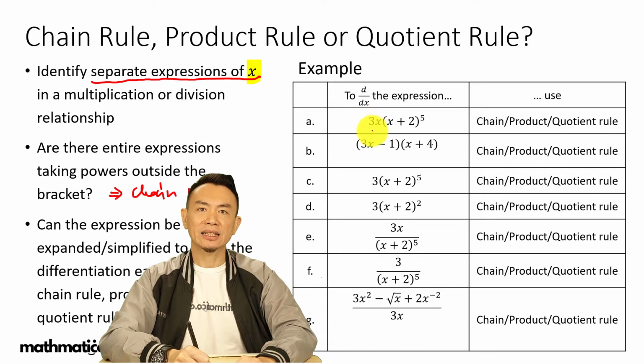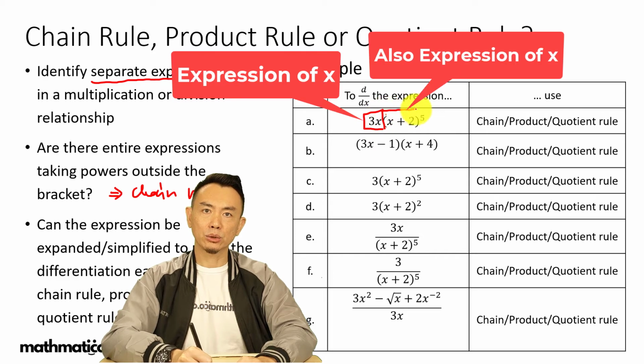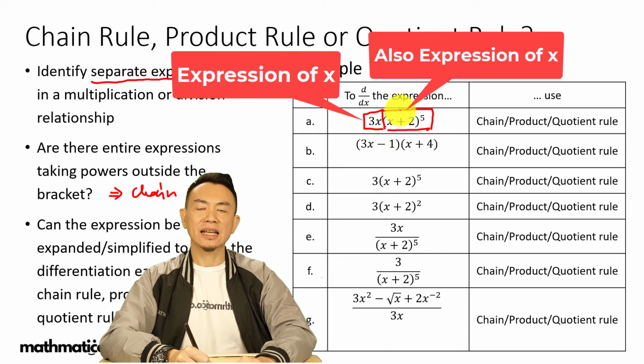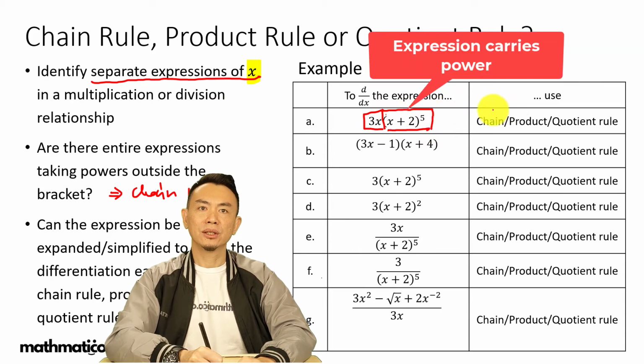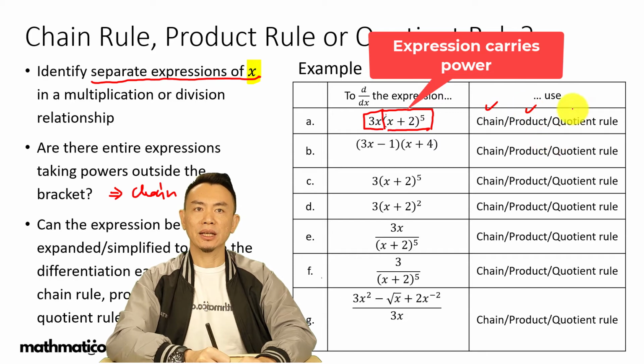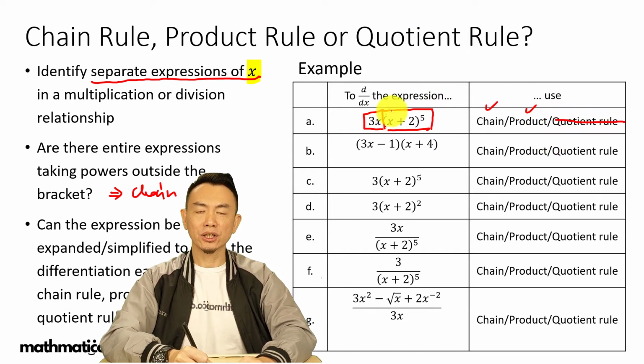We have 3x times (x plus 2) to the power of 5. Are there separate expressions? Yes, 3x is an expression in x. (x plus 2) to the power of 5 is another one. Now let's look at this. (x plus 2) to the power of 5, there's a power here, so you need to apply chain rule. And we need to apply product rule. There's no quotient rule here, because there isn't a division of two expressions.